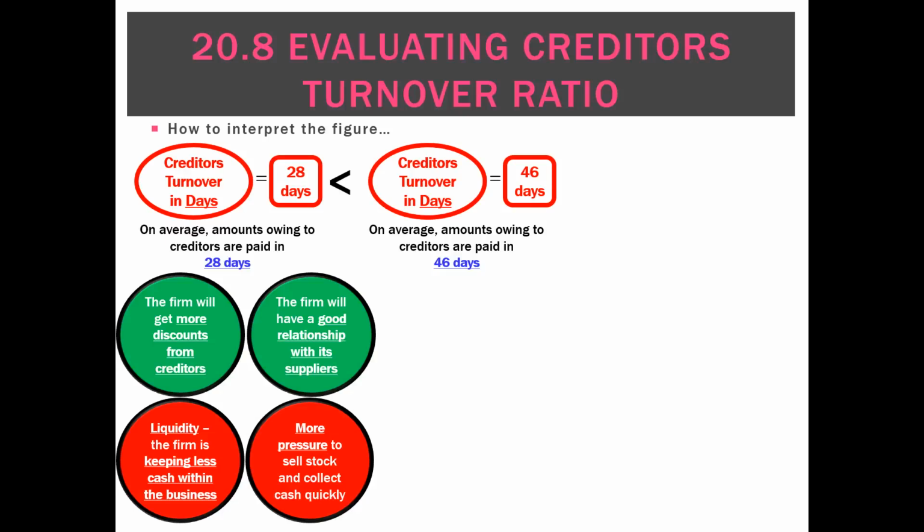We're going to look at that in the next video. If I'm paying creditors back in 28 days, I need to be selling the stock and getting the money from debtors well within that time frame. Otherwise, I'm going to need to find the money from somewhere else.